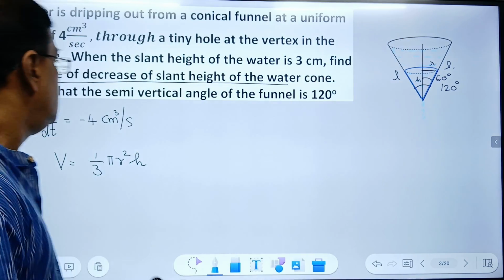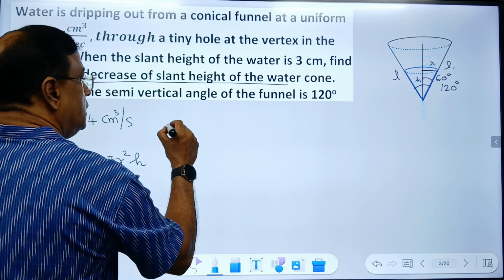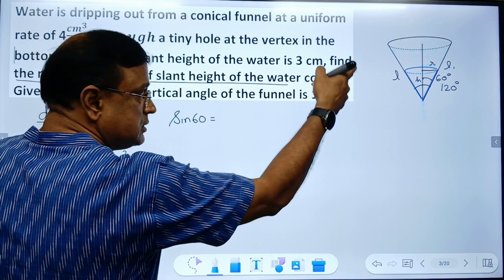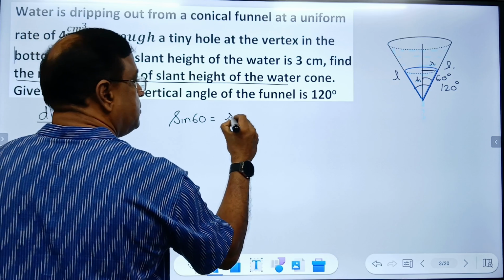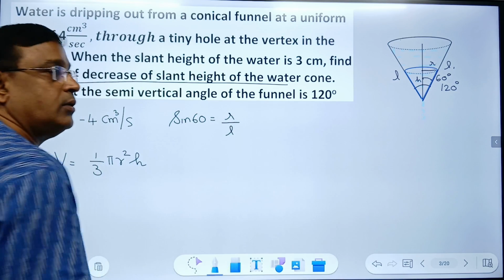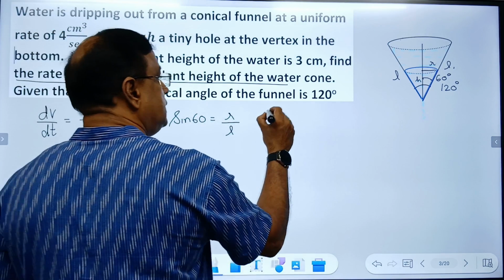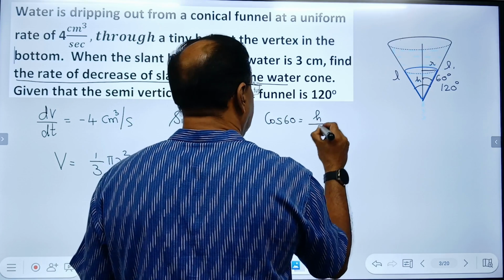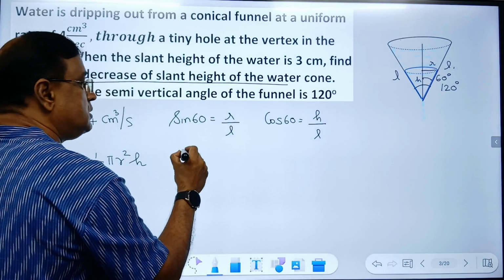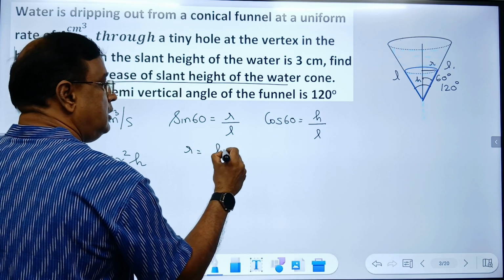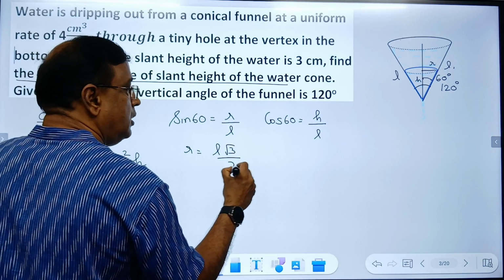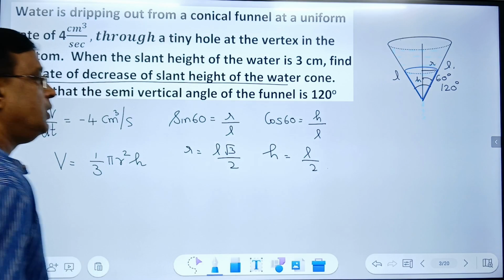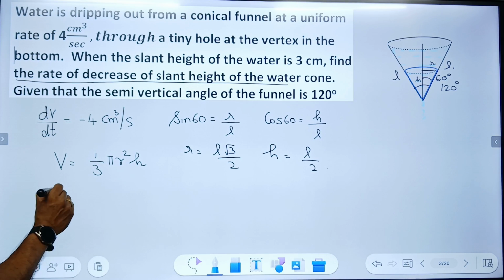Okay. Now you know clearly sine 60 from the diagram. Sine 60 is opposite by hypotenuse, and cos 60 is height by hypotenuse. So what is r equal to? L into root 3 by 2, and what is h equal to? L by 2. Now take these values and substitute here. So what do you get?